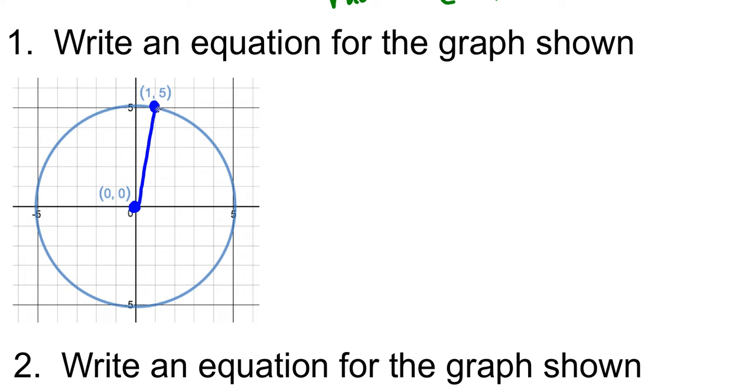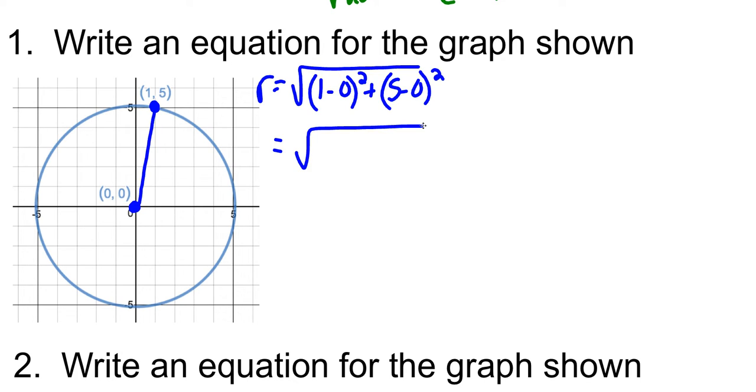So, using the distance formula, we have our radius is going to be the square root. I'm going to subtract my x's, (1 minus 0) squared. I'm going to subtract my y's, (5 minus 0) squared. So the radius is going to be 1 squared, which of course is 1, plus 5 squared, which is 25. So the radius is the square root of 26. I'm just going to leave it that way.